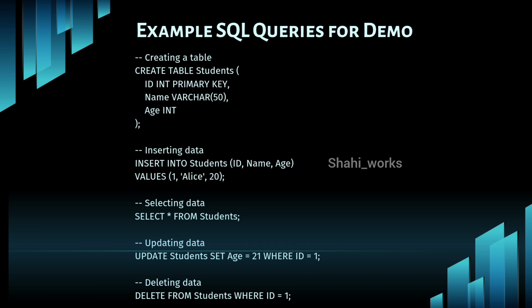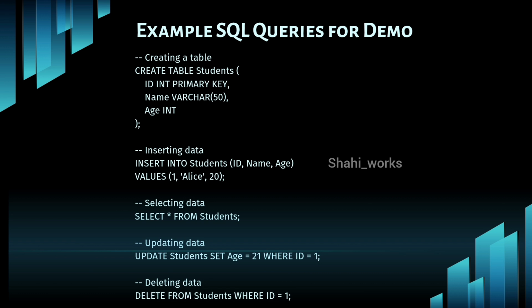Insert into student, ID, name, age, values. In that you have to open a bracket. Here first I want ID, so I have given it as 1. Next, name should be in single quotation, Alice, and at last age should be an integer. The data type is integer, so I have given it as 20, and close the bracket and place a semicolon there. Next, we are gonna select from the table.